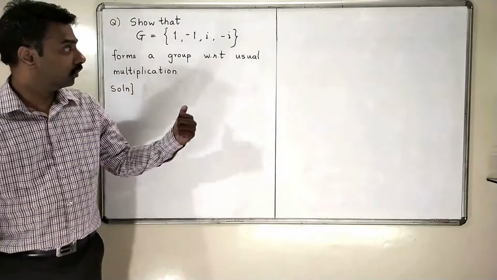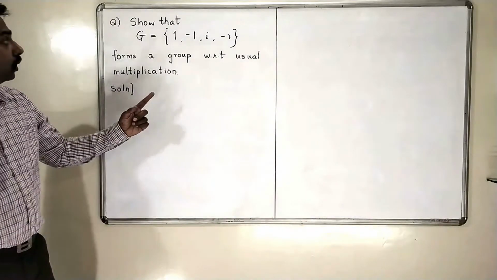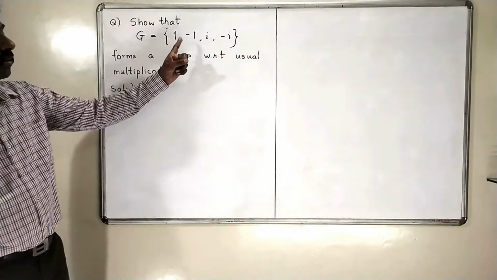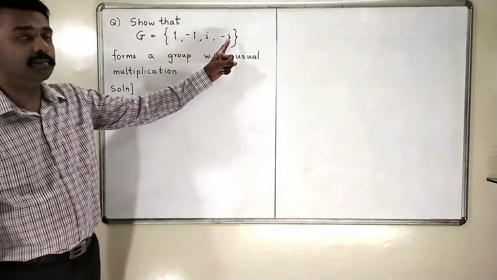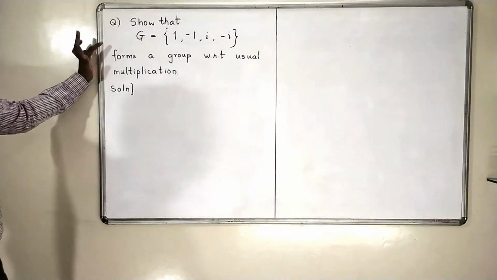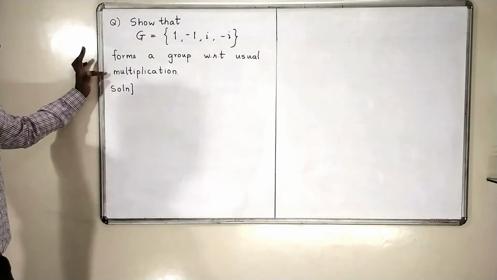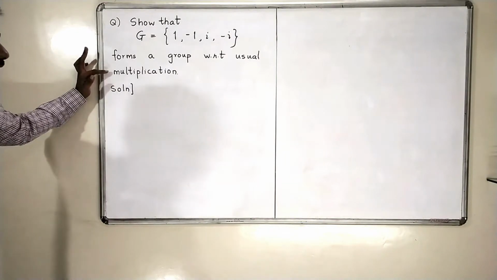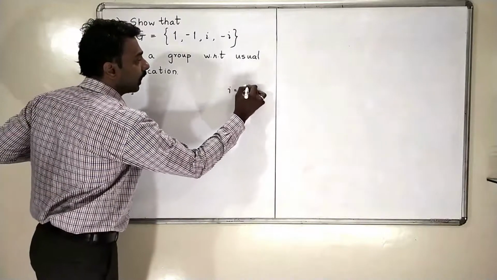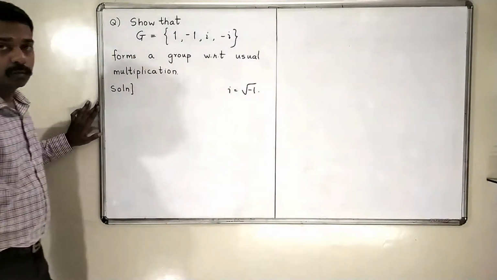Let us go to the fourth problem now. So the set G has four elements: 1, minus 1, i and minus i. And I have to show that this set forms a group with respect to usual complex multiplication. So I hope you know that i is nothing but our standard square root of minus 1.